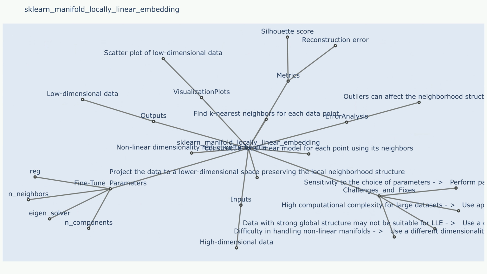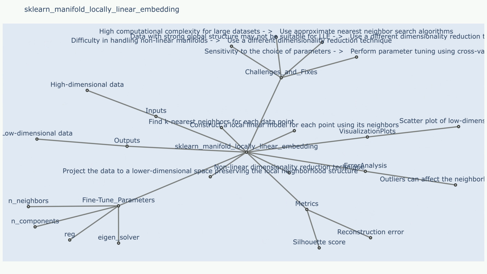Visualization plots: Scatter plot visualizes the lower dimensional embedding of the data, showing the relationships between data points. Pairwise scatter plot plots all pairs of dimensions in the lower dimensional embedding to explore potential correlations.